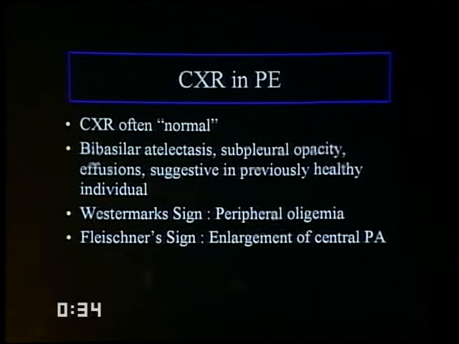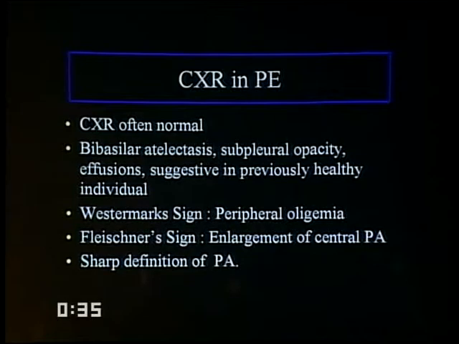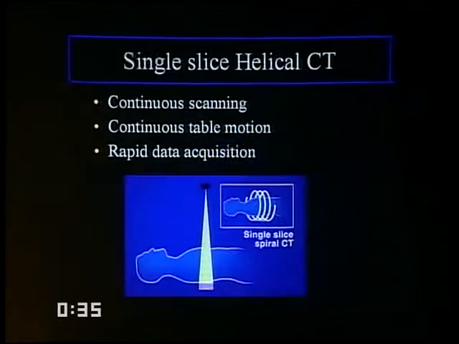Fleischner's sign is enlargement of the central pulmonary artery, and I think we did see that in the case that I showed you initially. And sharp definition of the pulmonary artery has been described, actually, and I think that first case epitomized that finding. Presumably, that's decreased pulsation due to distension of the artery with a thrombus.